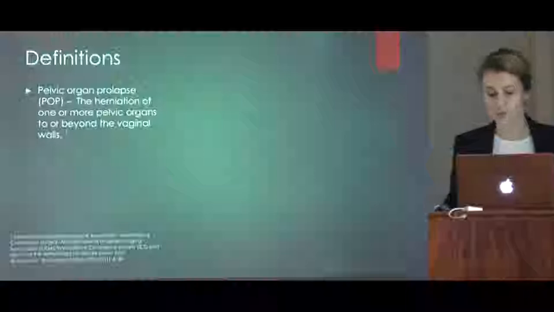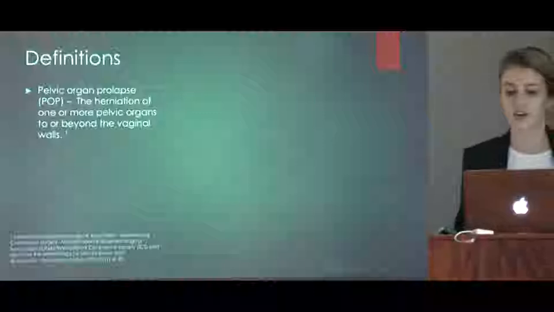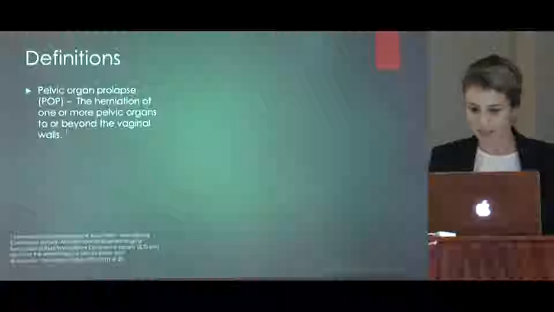So pelvic organ prolapse is the herniation of one or more pelvic organs to or beyond the vaginal walls. And this definition is accepted by the International Urogynecological Association and the International Continence Society. And since 2010, they've changed the terminology according to the sites of prolapse.